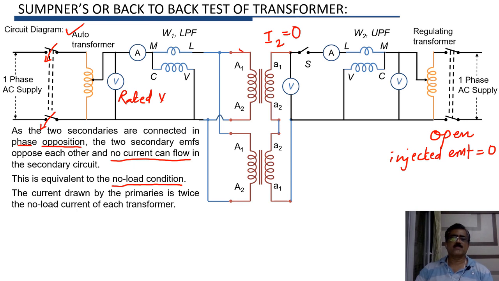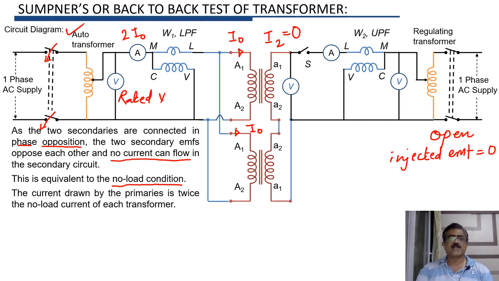So the current drawn by transformer 1 will be the no load current which is I0, and the current drawn by transformer 2 is again the no load current, equal to I0. And therefore, the ammeter connected on this input side will show a reading equal to 2 times I0. Means this ammeter will indicate 2 times the no load current drawn by each transformer.